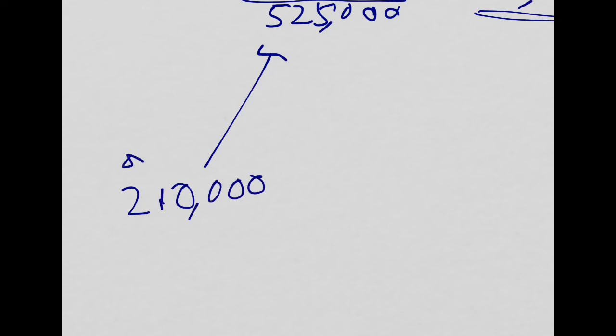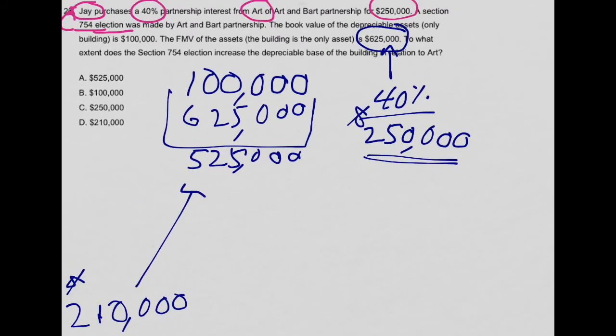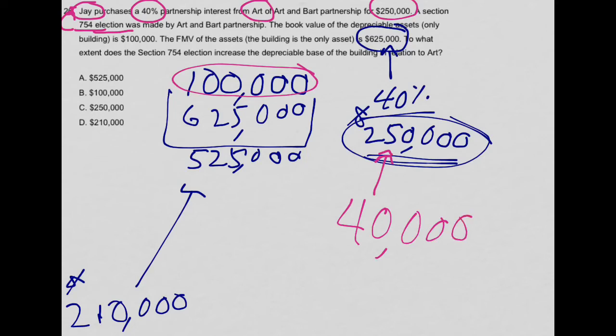And let me explain what I just did. What he gets to do is recognize as his depreciable base of the building 40% of the fair market value of the building, because that's what he paid. He paid 40% of the fair market value. How much is that? $250. What do we do with that? Well, we take the $250, which represents what he paid for, but the partnership's already depreciating its basis, which is 100. 40% of that is 40. So his depreciable basis increase is going to be 210.